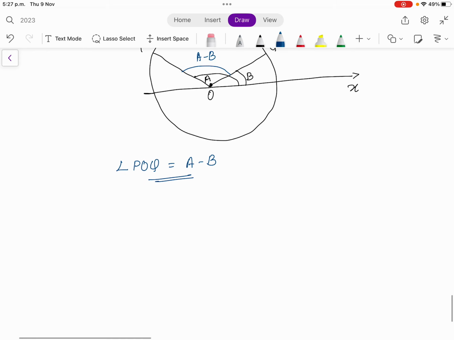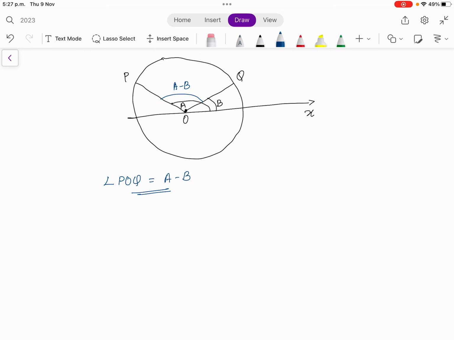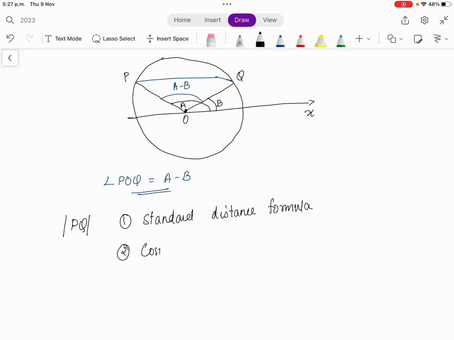The proof works with two different methods. I'm just going to draw a line here, PQ. I'm going to find the length of PQ in two different ways. One is the standard distance formula, and the second one is the cosine rule of trigonometry for triangles. So let's take the first one.